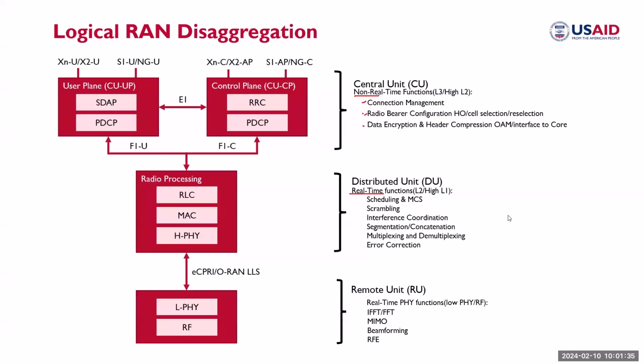Basically, sa mga nasa telecom, nasa telecommunication, nasa optimization, yung mga parameters nyo na sineset na mga thresholds, yan. Of course, galing siya dito, dyan yung mga parameters mo, dito yung finifeed yan. Na pag ganito na kapangit ang signal mo, kailangan mag-handover. Pero yung mga mabilisan like scheduling, scrambling, interference coordination, segmentation, multiplexing, demultiplexing, error correction, andito tayo sa DU, RLC, MAC, and high physical.